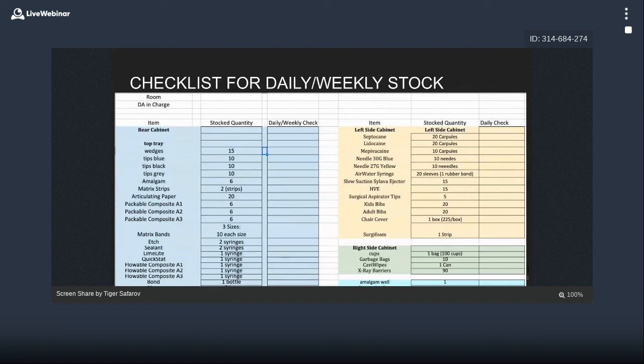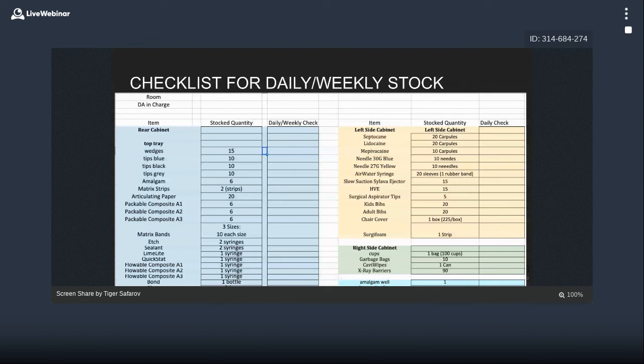So first of all, you have the room number and you have DA in charge. So my dental assistants, you want to be in charge of the room. You want to make sure that you have a checklist that you use to restock the rooms. And those reorder quantities are going to help you so that you just don't think. You just go into the supply room, see how many carpules you need, put them in a container, and go right back into the room.